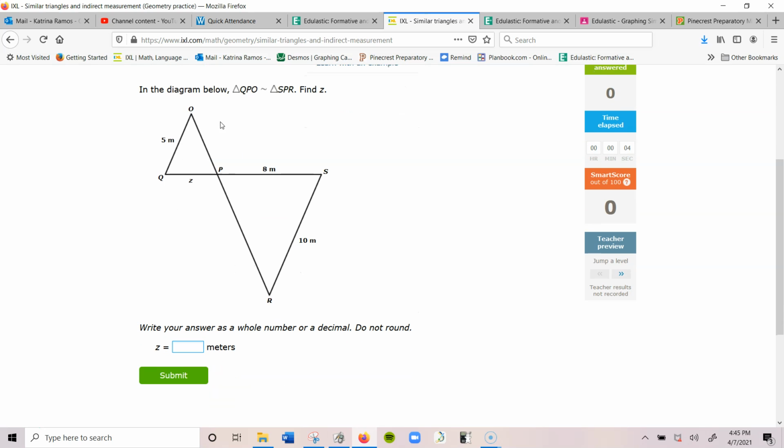Here we have that triangle QPO is similar to SPR. So this is going to be the same thing as what we did in the previous IXL. In order to find Z, QP corresponds with SP. So what we do is we have to figure out what is the similarity ratio. In order to get from 10 to 5, because we have to use the other sides, we had to divide by 2. So that means to get Z, we would have to take the 8 and divide by 2, which is 4.